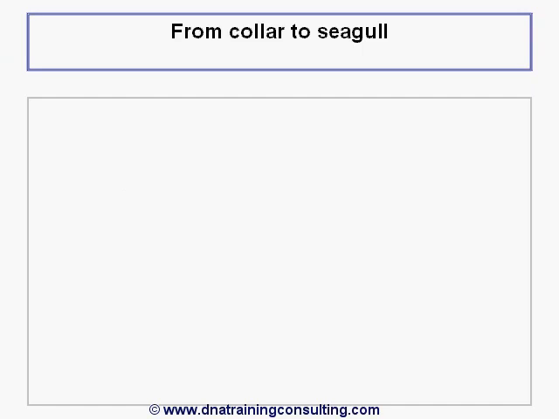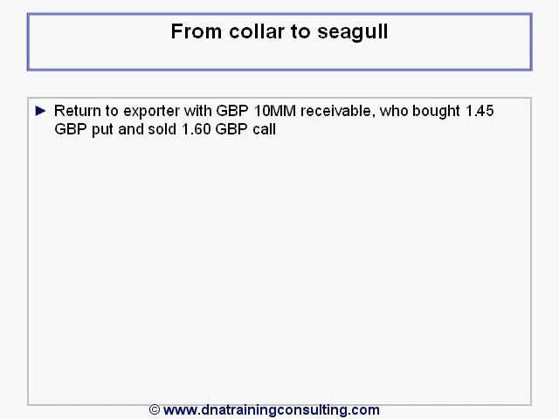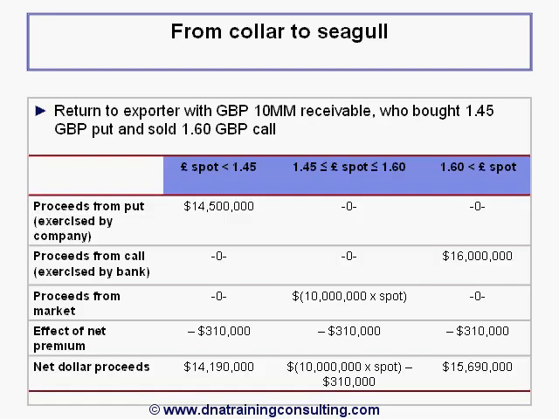We begin this chapter by returning to the case of the exporter with the 10 million sterling receivable, who had bought a 145 sterling put and had sold a 160 sterling call. The various outcomes for the exporter were summarized in the table reproduced now. You will recall that we achieved a net upfront premium under that strategy of $310,000, now turning red in this table.